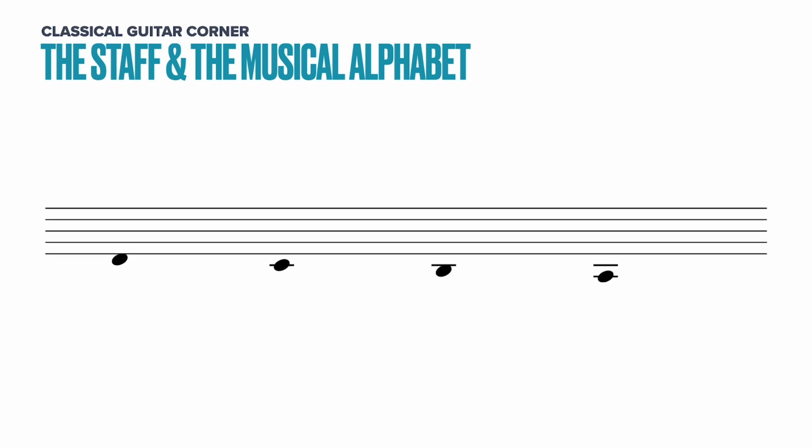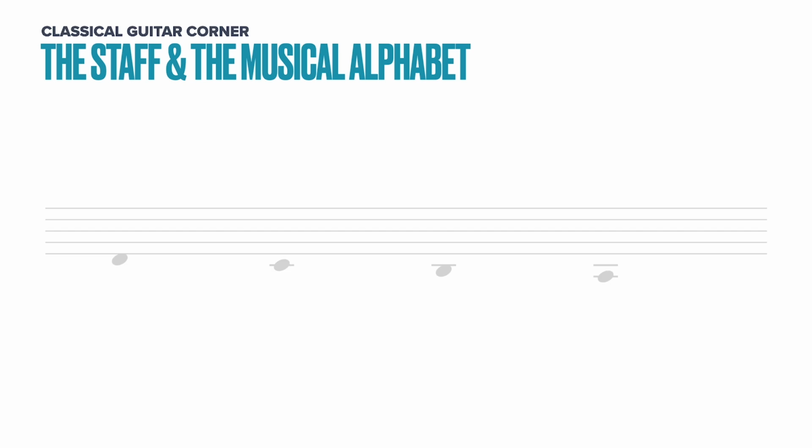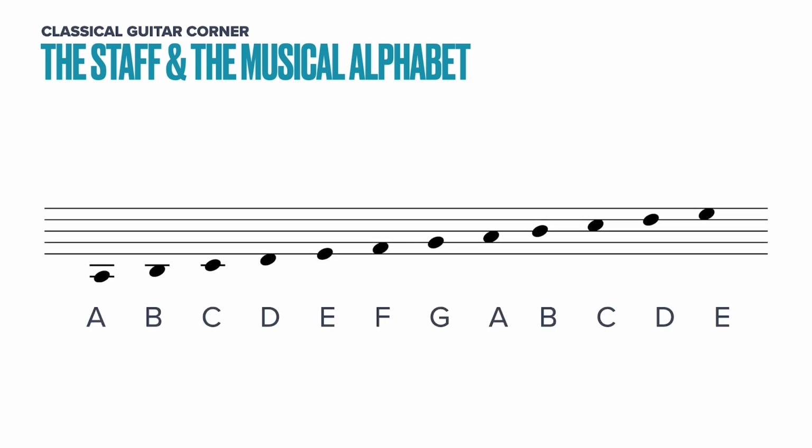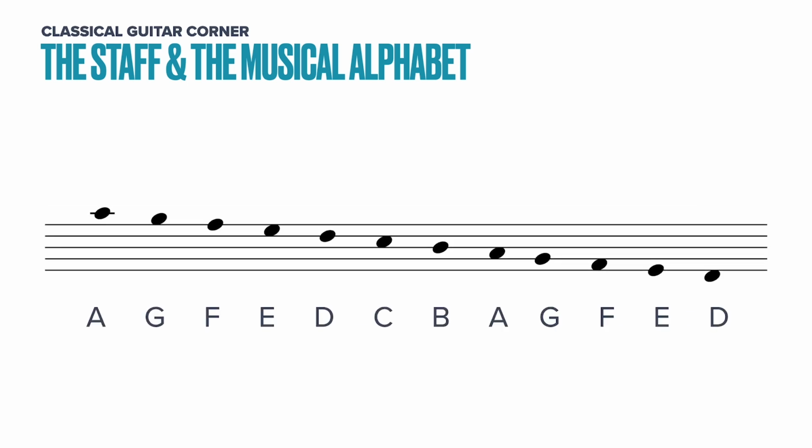The musical alphabet goes from A to G. A, B, C, D, E, F, G. There is no H note in the musical language. Rather, when the cycle of notes from A to G is completed, it simply starts again. A, B, C, D, E, F, G, then it just repeats A, B, C, D, and so on. Or if the notes are descending, A, G, F, E, D, C, B, and then A, G, F, E, D, and so on. The staff helps us navigate the musical alphabet in a very logical way.